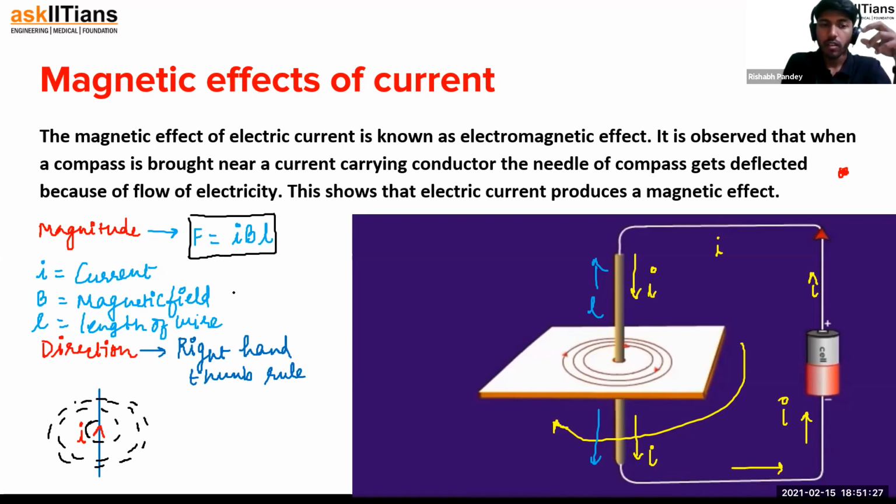Now, the magnetic field has a unit called Tesla. Yes, the Tesla company, we can remember it by that. So the value of the magnetic field is in Tesla. The force is obviously in Newton, so there's no confusion about that. The magnetic field is given by the unit Tesla. I hope I'm clear till this part.